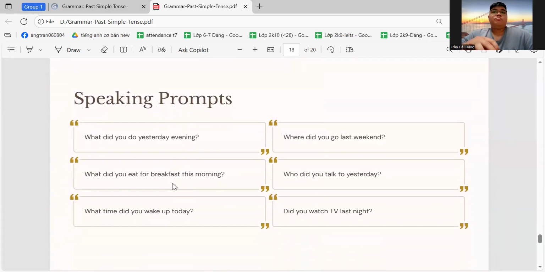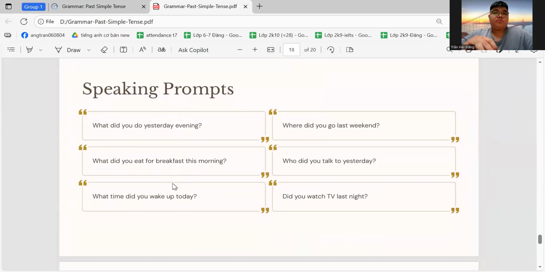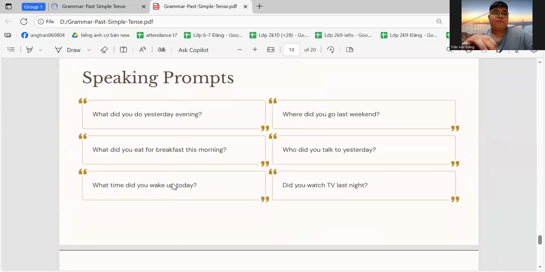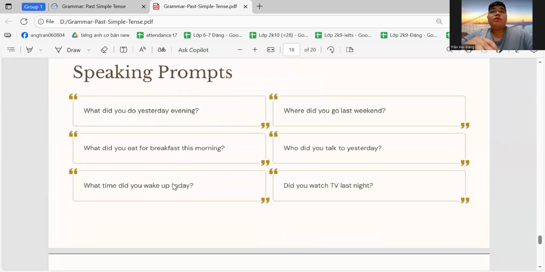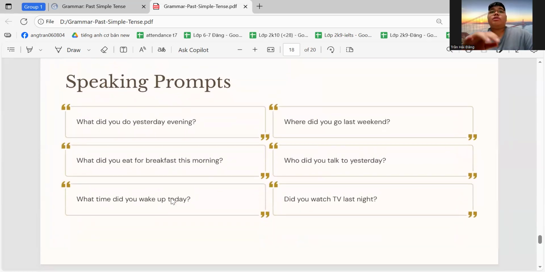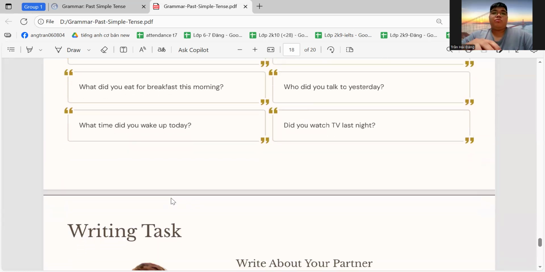Okay, now move to the speaking prompts. Okay, do you understand about speaking prompts? What did you do? Did you do? What did you do? Yeah, that is a speaking prompt about past simple.